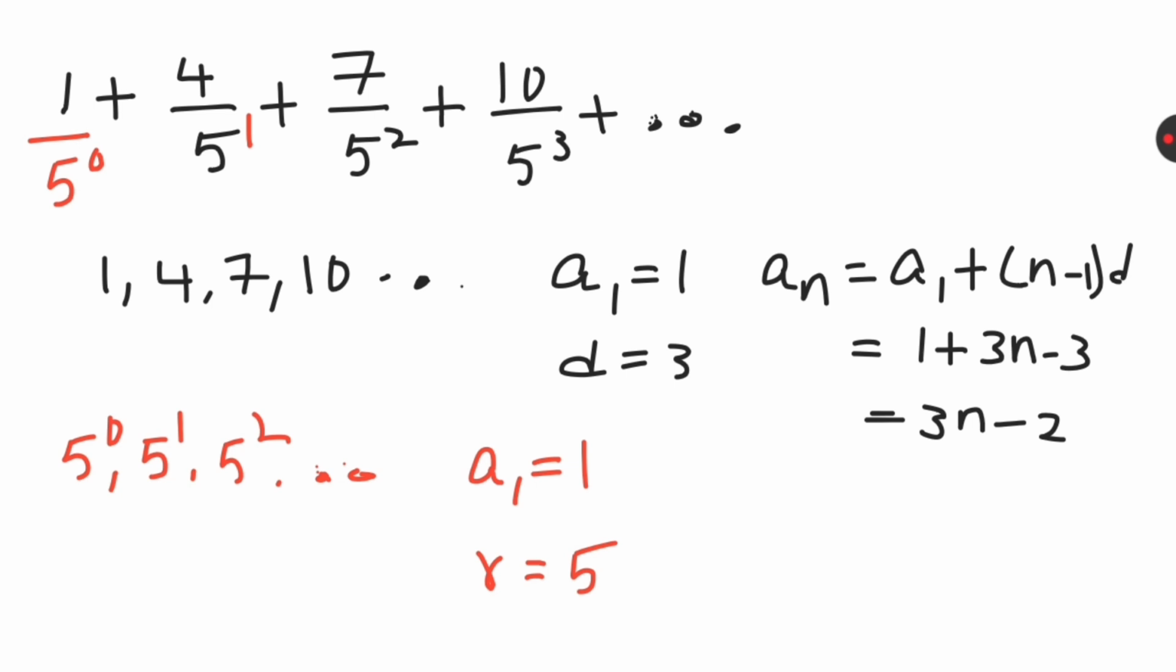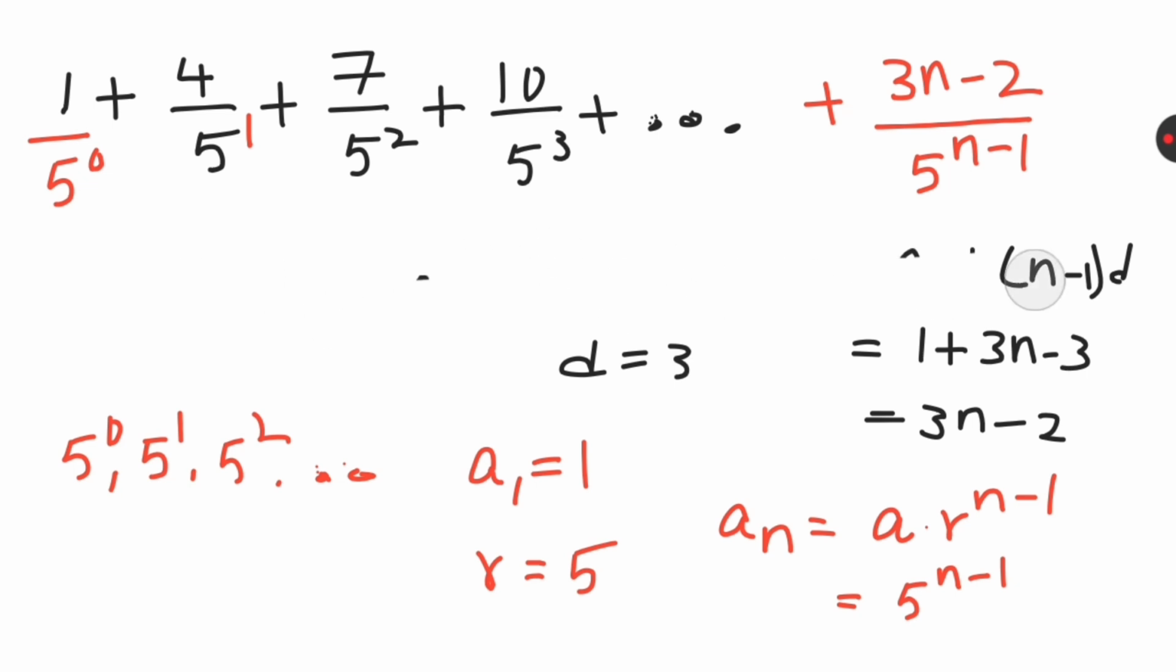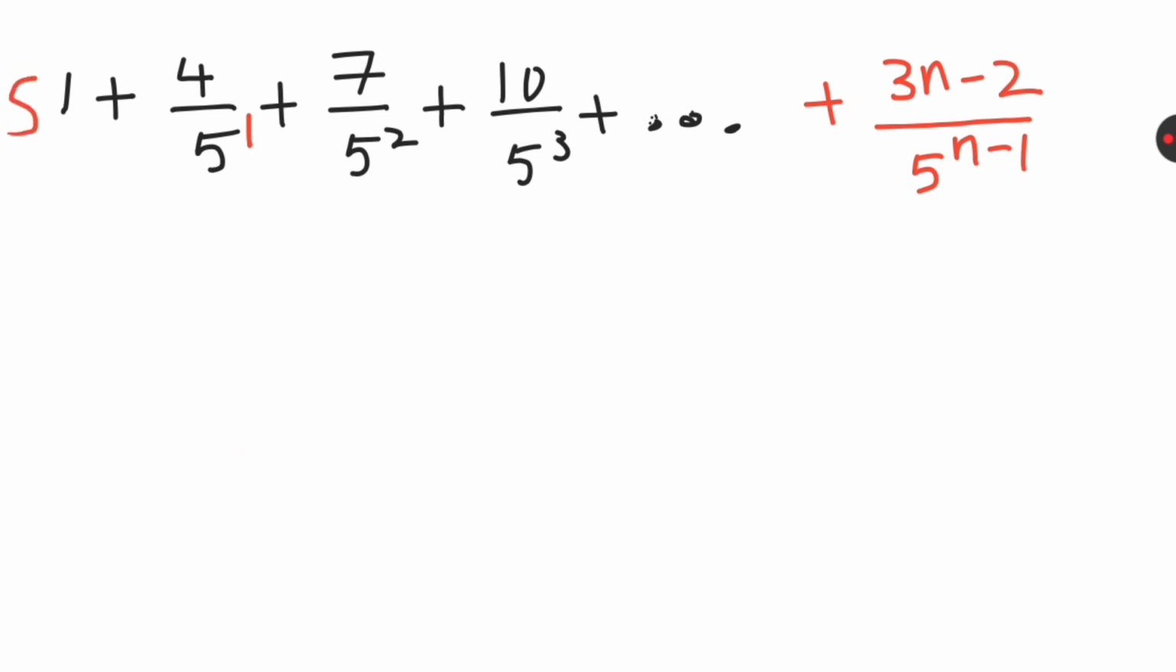So what is the formula for the nth term? An equals a times r raised to the power of n minus 1. So A1 is 1 times 5 power n minus 1. The nth term of the given original series is going to be 3n minus 2, that is the numerator, divided by the denominator, which is 5 raised to the power of n minus 1. So this is the nth term for the given original series. Let us consider this series as Sn. Whenever the numerator is in AP and the denominator is in GP, the series becomes AGP, isn't it?